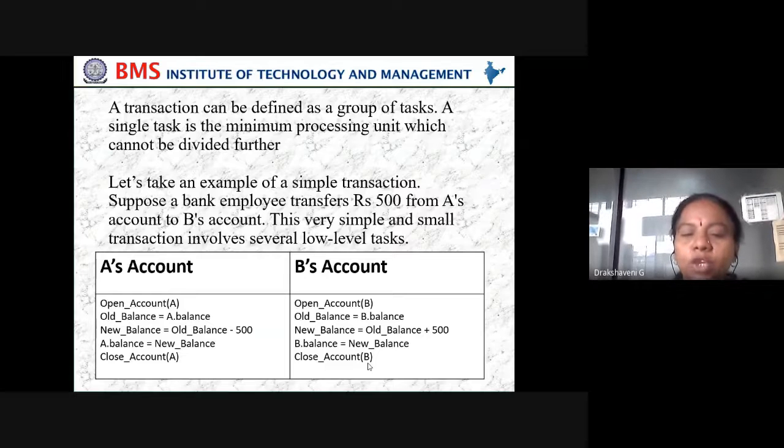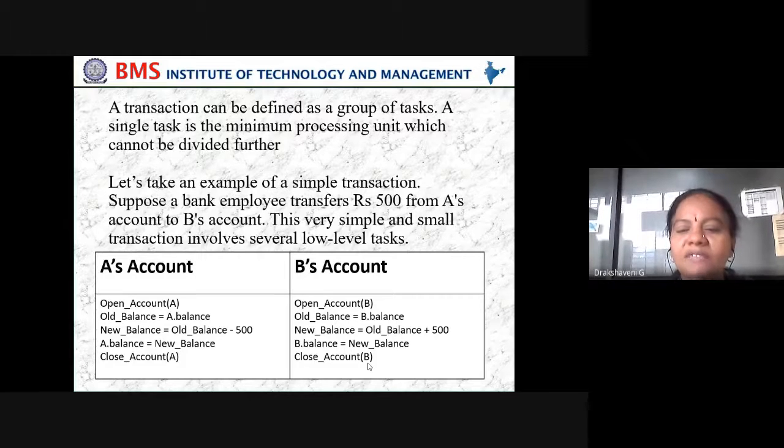So then new balance equals old balance plus 500. So old balance is what? What is old balance? Open account B. Old balance is what I have, 2000. Now to 2000 I have to add 500. That is, new balance equals old balance plus 500. So then B dot balance equals new balance. Then close, because old balance is 2000.